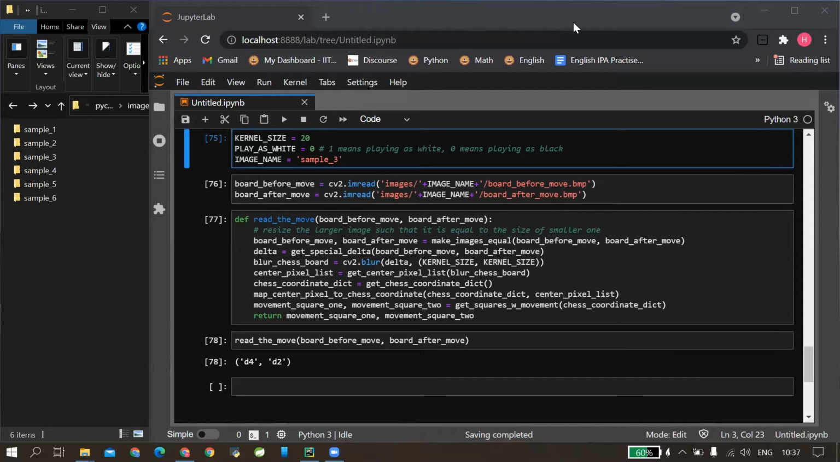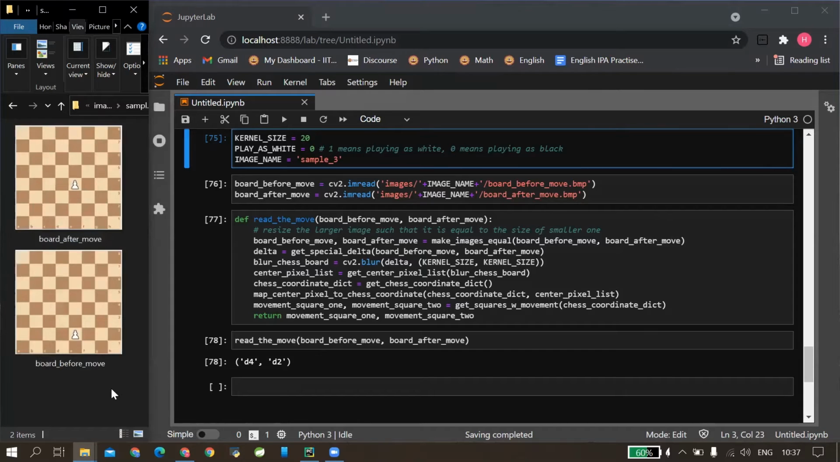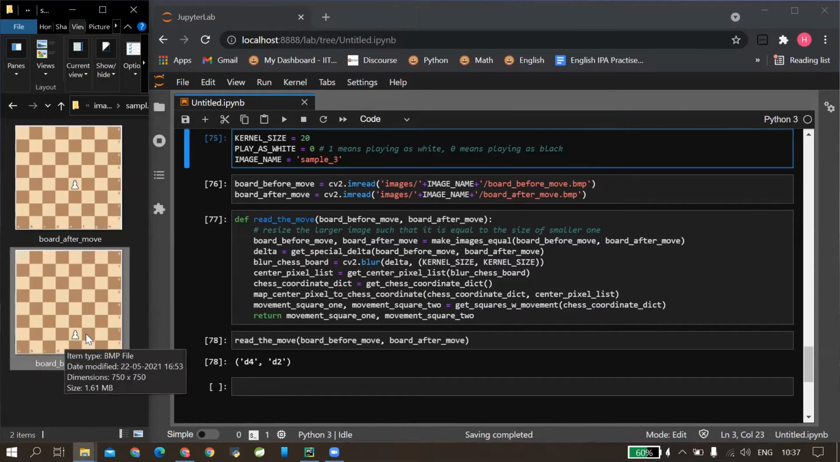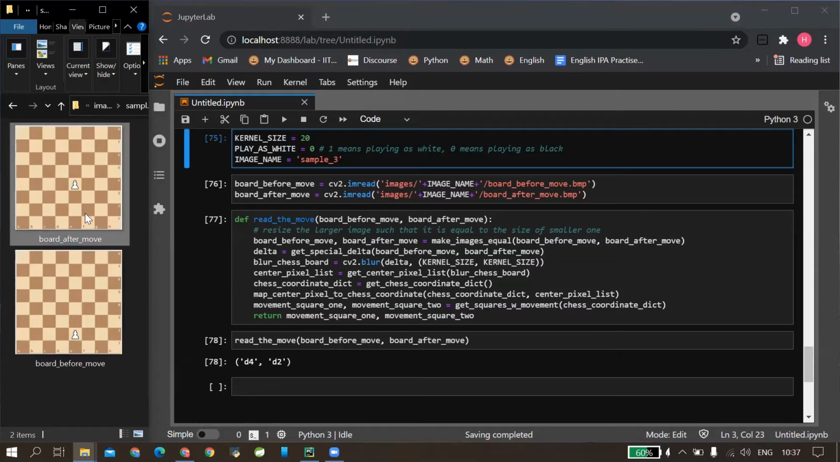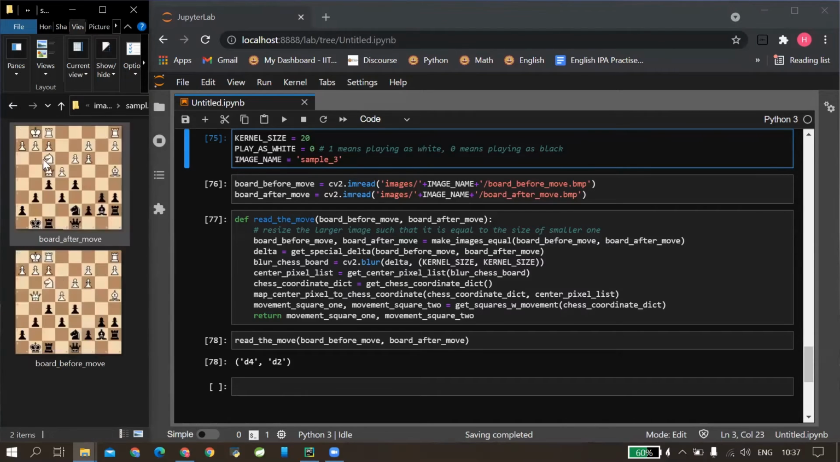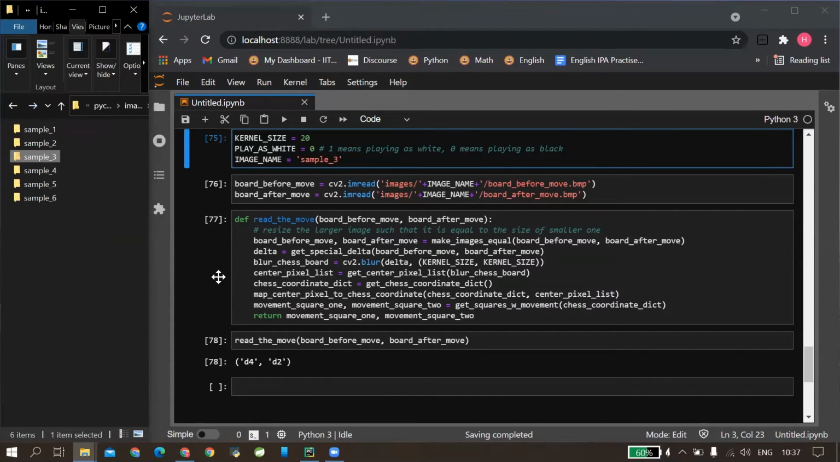Now, I have arranged the windows such that on the left-hand side, we have Windows Explorer showing a few folders. Each of these folders contains two images. Both of these images together will represent a single move. So this is the image of the board before the move, and this is the image of the board after the move. And similarly, we have other images in each of these folders. I will be running sample 1, 2, and 3.